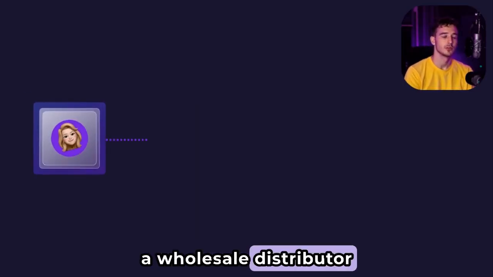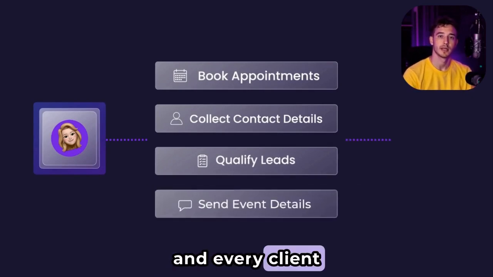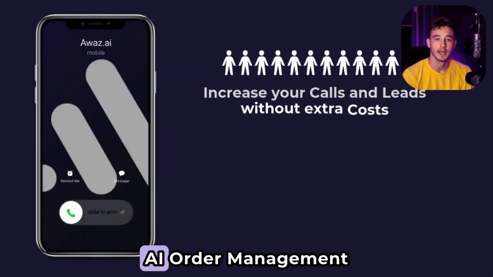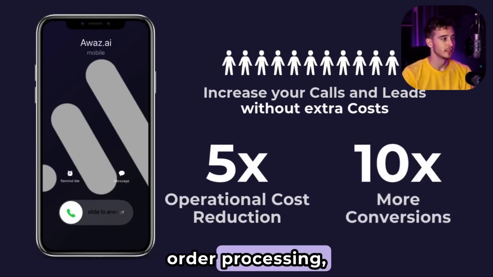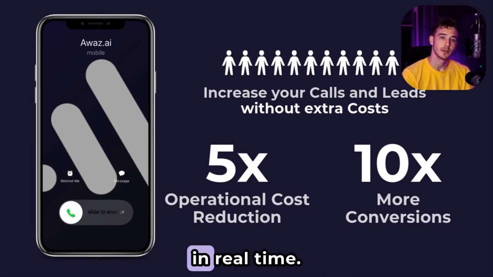Imagine a wholesale distributor where every order is processed seamlessly and every client receives timely updates. At Bulk Buy, our AI order management assistant Chloe is revolutionizing order processing, reducing errors, and enhancing supply chain efficiency in real time.